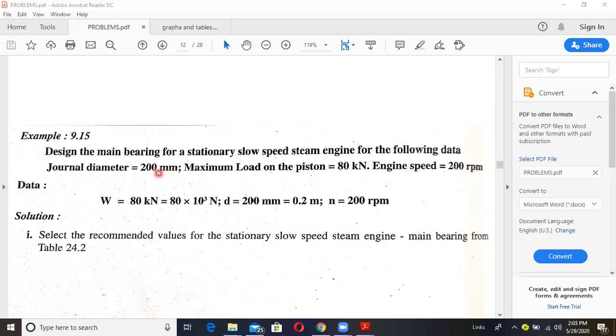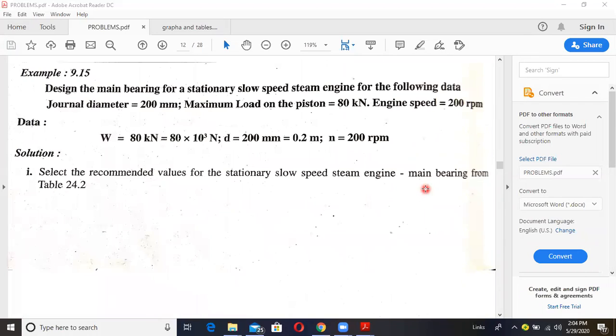Journal diameter is equal to 200 mm. Maximum load on the piston is equal to 80 kN. Engine speed is equal to 200 rpm. These are the three data they give. Load is equal to 80 kN, converted into Newton, 80 into 10 to the power of 3 Newton. Journal diameter is equal to 200 mm, converted into meter, 0.2 meter. Next, speed is equal to 200 rpm.